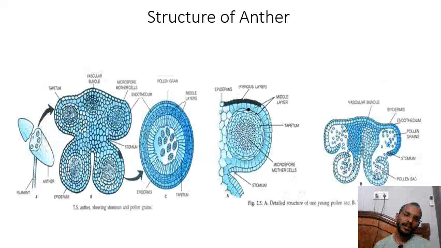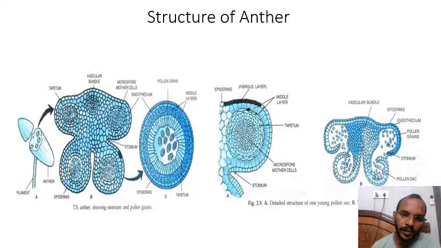We can see the vascular bundle will be present here. With the help of the vascular bundle, meaning xylem and phloem, they supply nutrients and water to the anthers. And we'll discuss the structure. So we'll take one of these parts and study it.